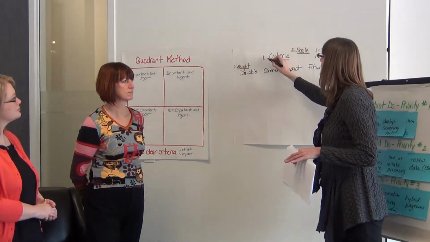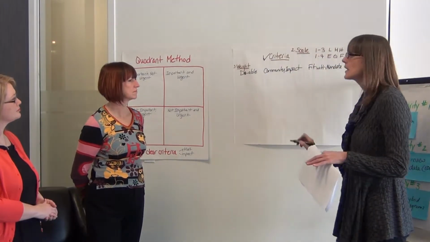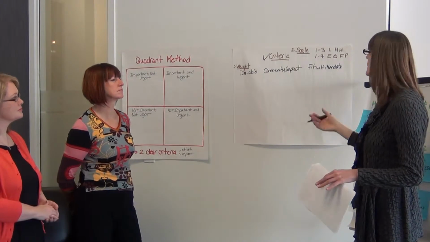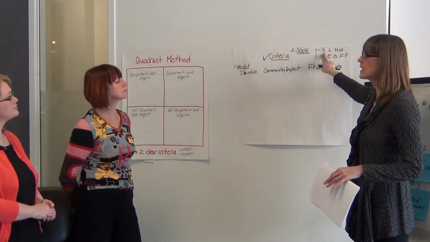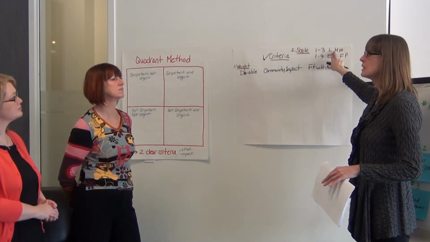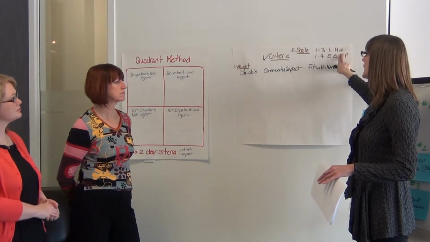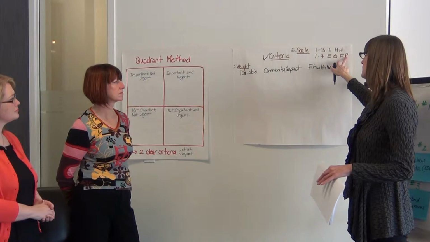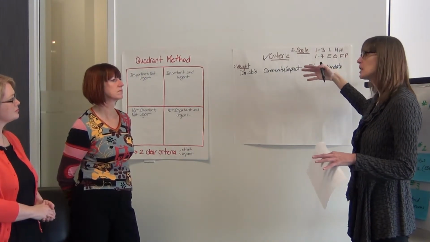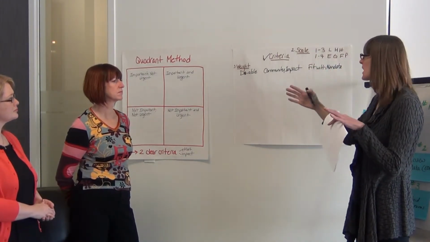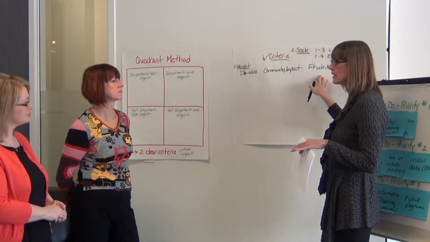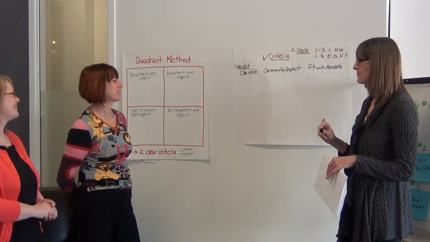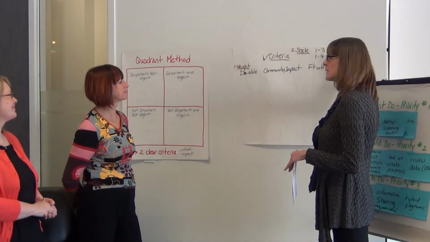Once you've come up with your criteria, you want to decide on the scale. How are we going to rate things? Some different scales you could use: a 1 to 3, where 1 would be low, 2 would be medium, and 3 would be high. Or you could do a scale of 1 to 4, where 1 would be poor, 2 fair, 3 good, and 4 excellent. So you could pick how you're going to rate each of those criteria. Which one do you want to use today? Low, medium, high? You okay with that? Absolutely.